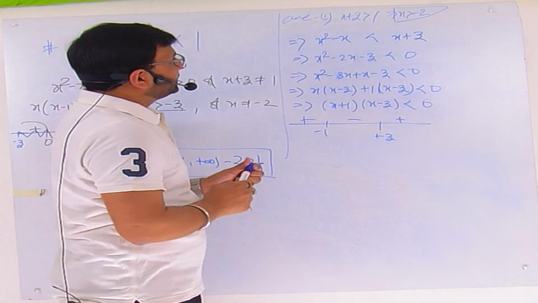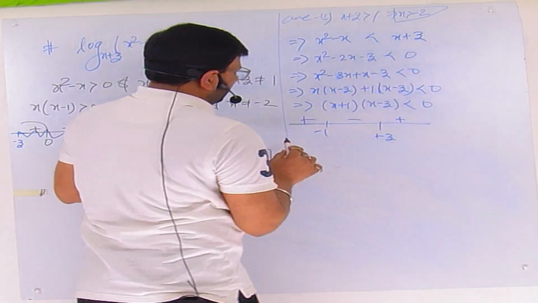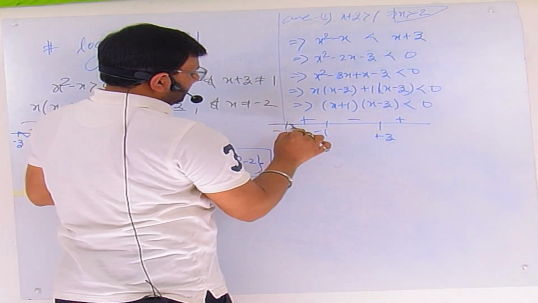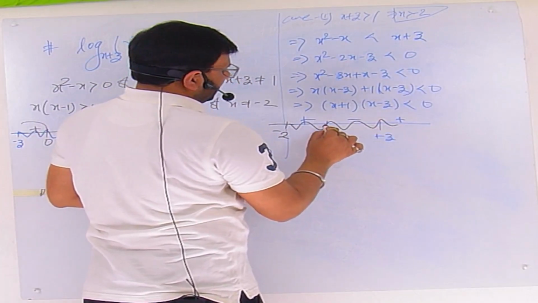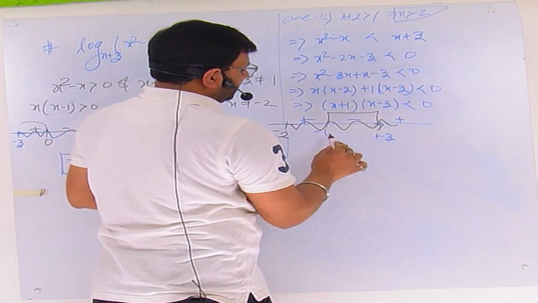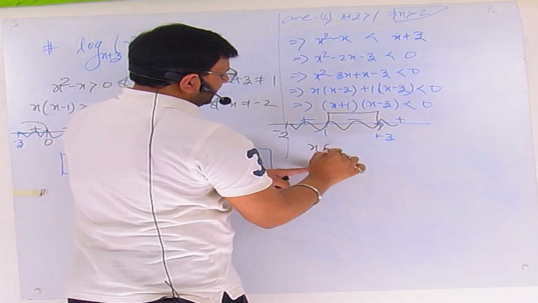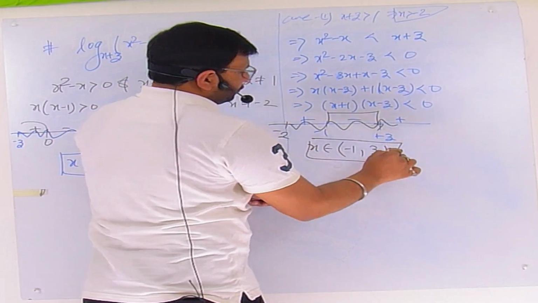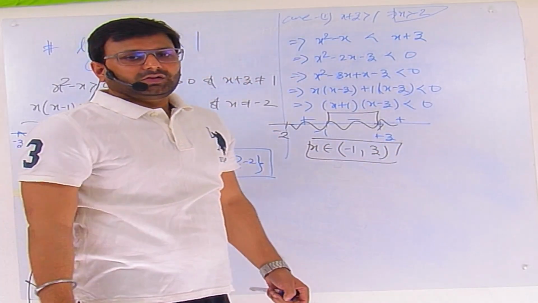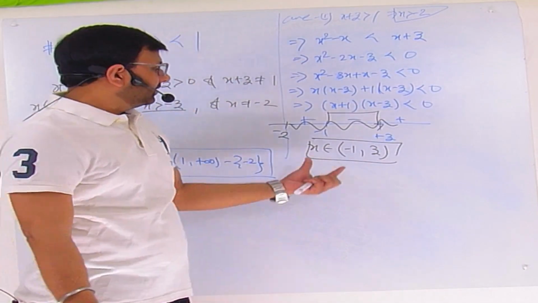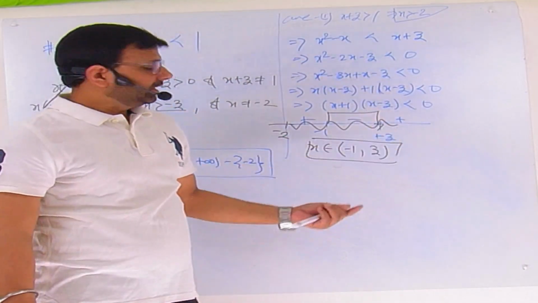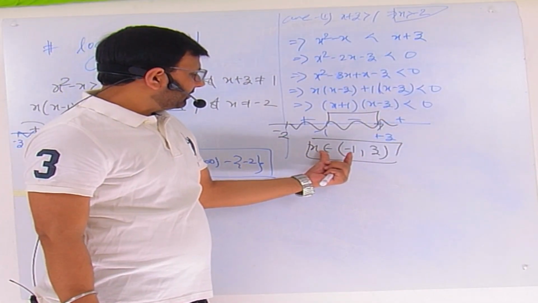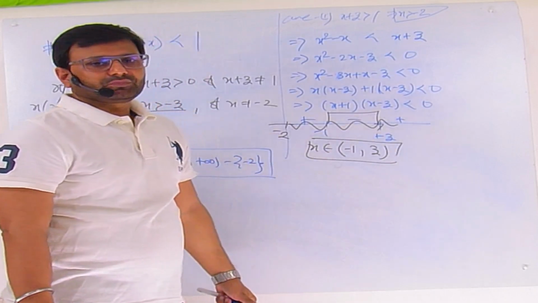But here x must be greater than minus 2. So from where to where is it common? From here I am getting the value of x as minus 1 to 3. But this is not my final answer; I will write the final answer later. So this is case first, and from case first I am getting x as minus 1 to 3.